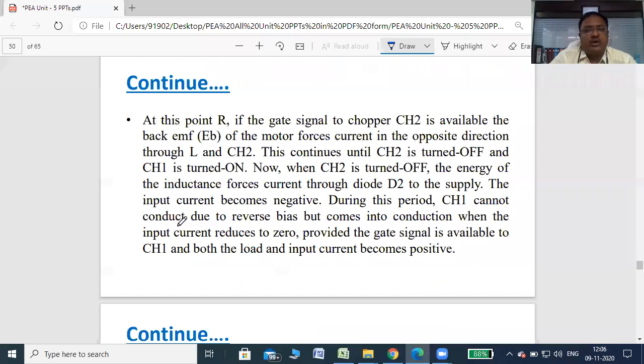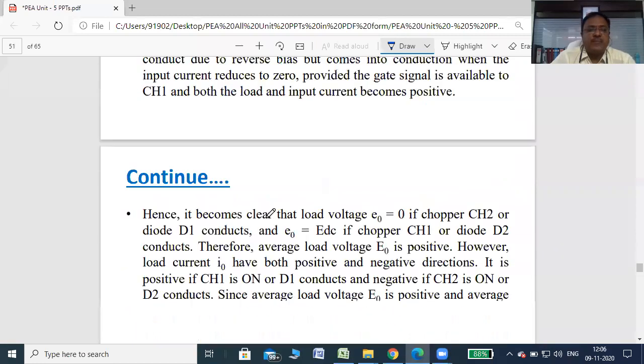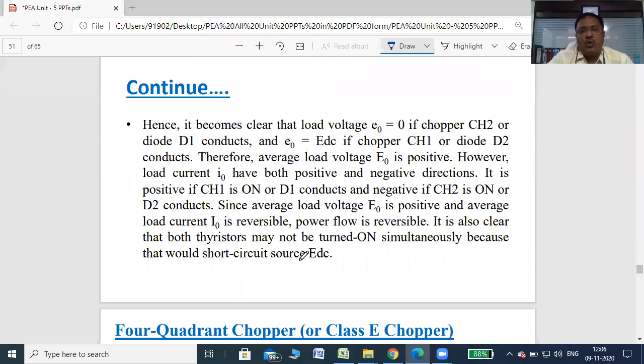During this period, chopper 1 cannot conduct due to reverse bias, but it comes into conduction when the input current reduces to zero, provided the gate signal is available to chopper 1 and both the load and input current become positive. Hence it becomes clear that load voltage E0 equals 0 if chopper 2 or diode D1 conducts, and E0 equals EDC if chopper CH1 or diode D2 conducts. Therefore, the average load voltage is positive.